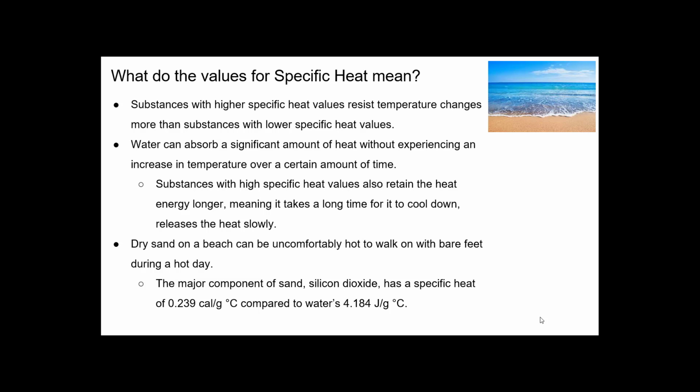If you were to go more inland, parallel to where a beach community is, it would get colder and colder because you're away from the water. The water is there to shield it, but as you keep going in, the temperatures will go very, very cold compared to a community at the beach because it doesn't have the water to help with the temperature. So dry sand on the beach can be uncomfortable to walk on, and that is because it has a low specific heat value of 0.239 calories per gram per Celsius compared to water, which is 4.184 joules per gram per Celsius.